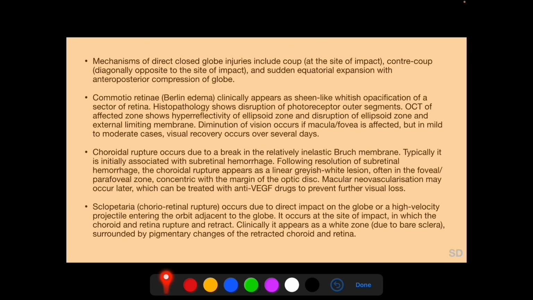Sclopetaria or chorioretinal rupture occurs due to direct impact on the globe or a high-velocity projectile entering the orbit adjacent to the globe. It occurs at the site of impact, in which both the choroid and the retina rupture and retract. Ophthalmoscopically, it appears as a white zone due to visibility of the bare sclera surrounded by pigmentary changes of the retracted choroid and retina.